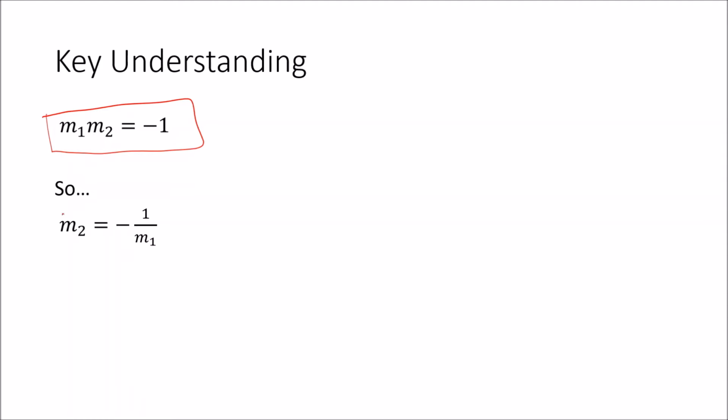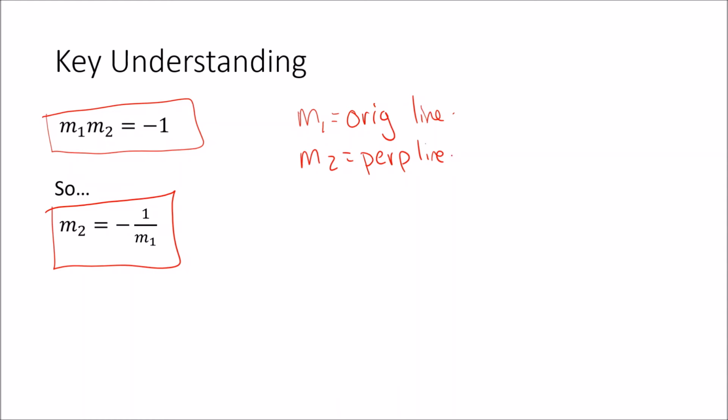M1 is the gradient of your original line, and M2 is the gradient of your perpendicular line. If you multiply them together, they should come out as -1. If your answer when you multiply your two gradients together isn't -1, it is not perpendicular. And so we can rearrange that equation to this second one here, which can be found on your cheat sheet.